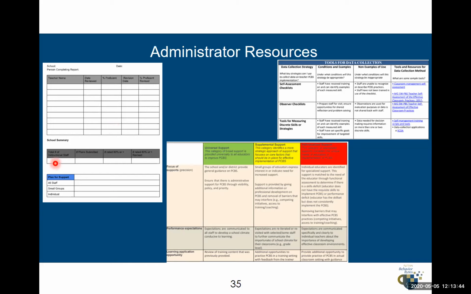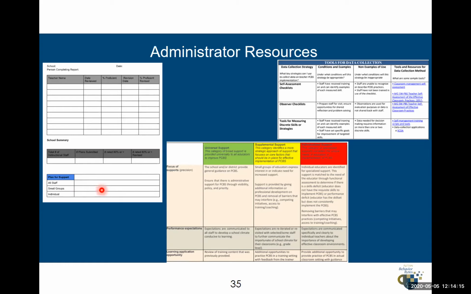So down here at the bottom, the total number of instructional staff, the number of plans submitted, the percentage of those rated 80% or higher, and those that need revisions. And then what is the plan for support? So do we need to support all staff? Does that mean there's a high number of teachers whose classroom management plans didn't meet that proficiency level, which might be an indication that they're not aware of the classroom management practices that are out there, or they might need more support with that.